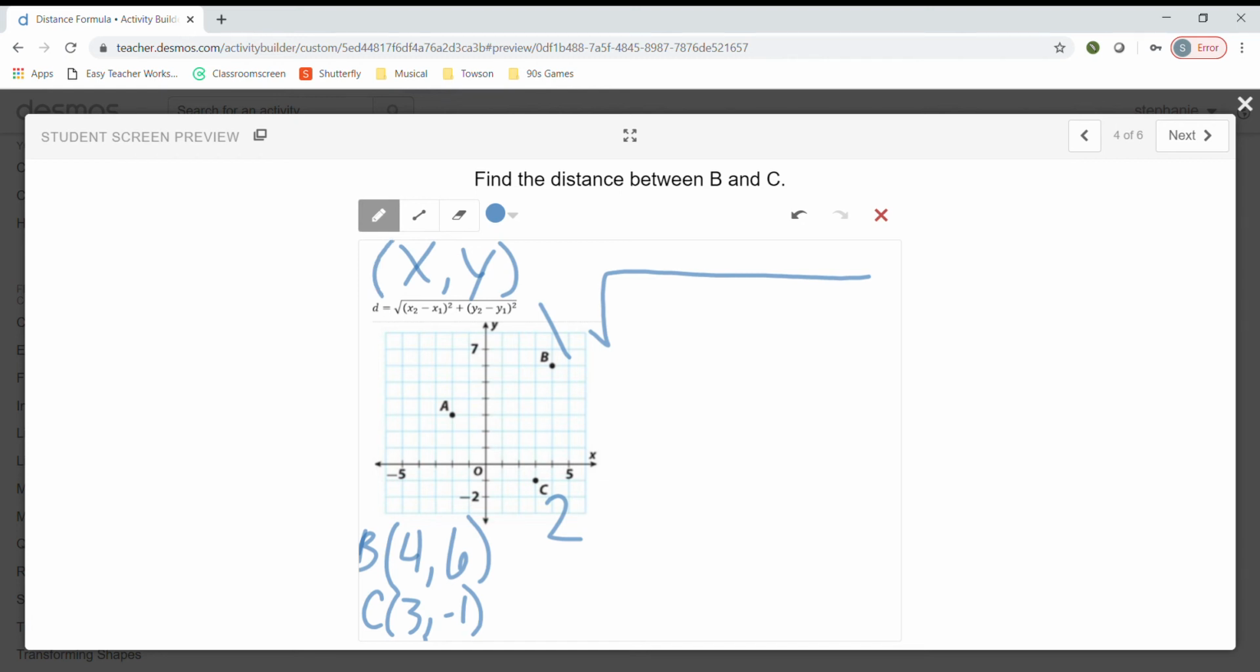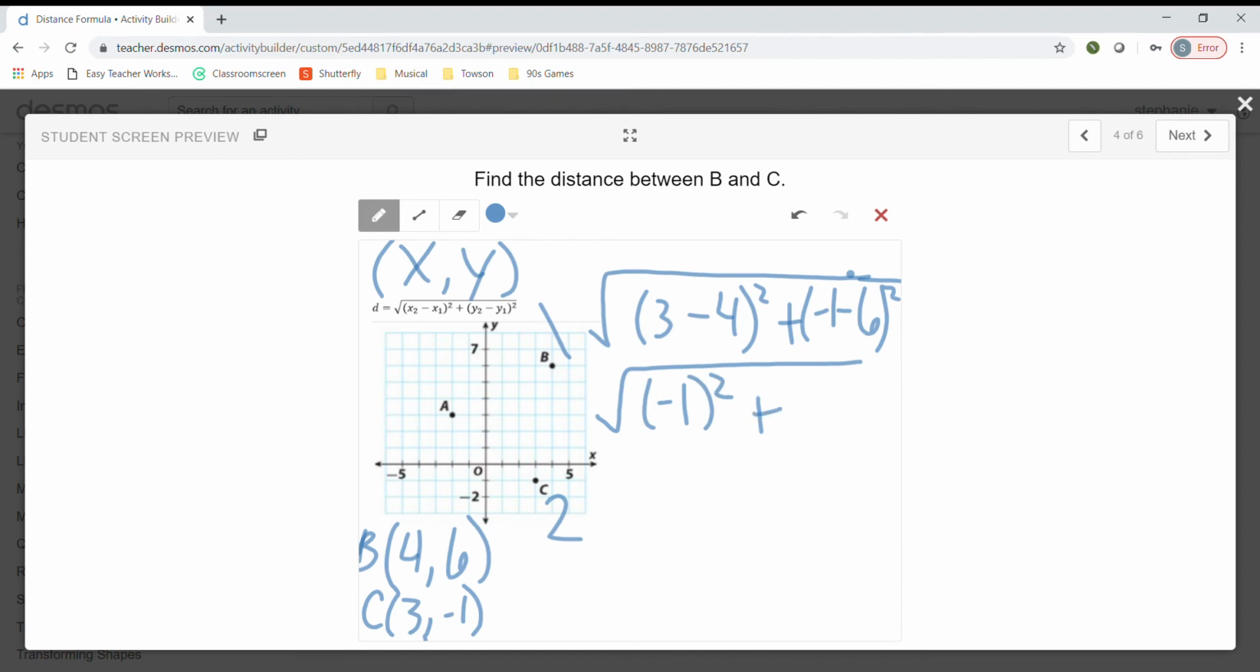So we said C was going to be point 2, so we're starting with x2 and x1. So x2 would be 3 minus x1 is 4. And I'm going to add the y2. Well, C we said was going to be point 2, so that was going to be negative 1 minus 6. So from there, 3 minus 4. I'm going to keep my radical. 3 minus 4 is negative 1. Negative 1 minus 6 is negative 7.